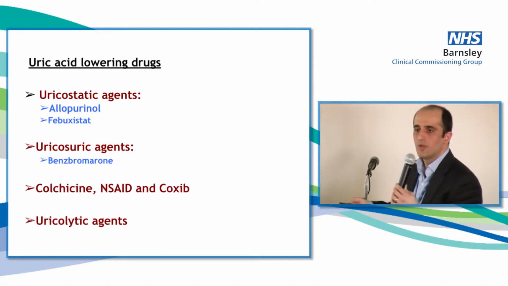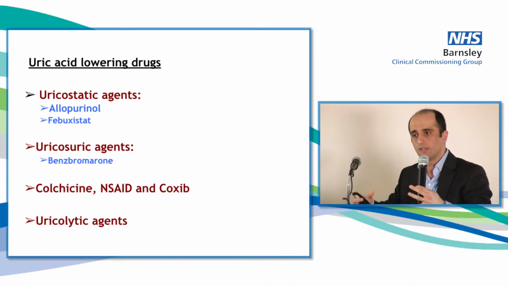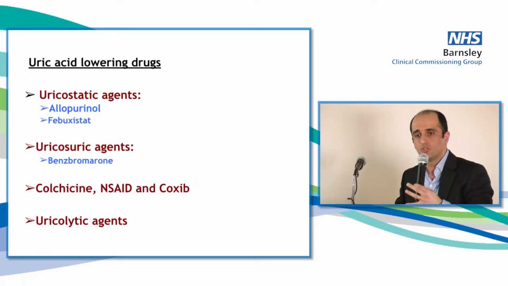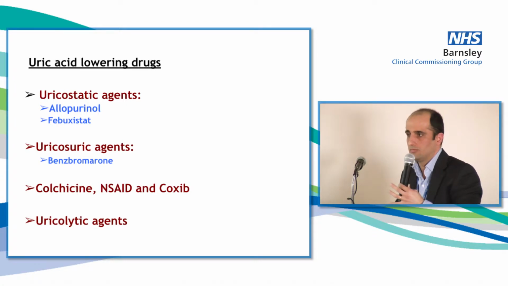Uricolytic agent, that's the one which I said is very rarely used. There is a medication called rasburicase, which basically dissolves the uric acid by infusion. The patient needs to be hospitalized, and after a few days the uric acid is going to be high again. Only one patient I'm aware of had it in Barnsley, but after a while the uric acid came back to the same.